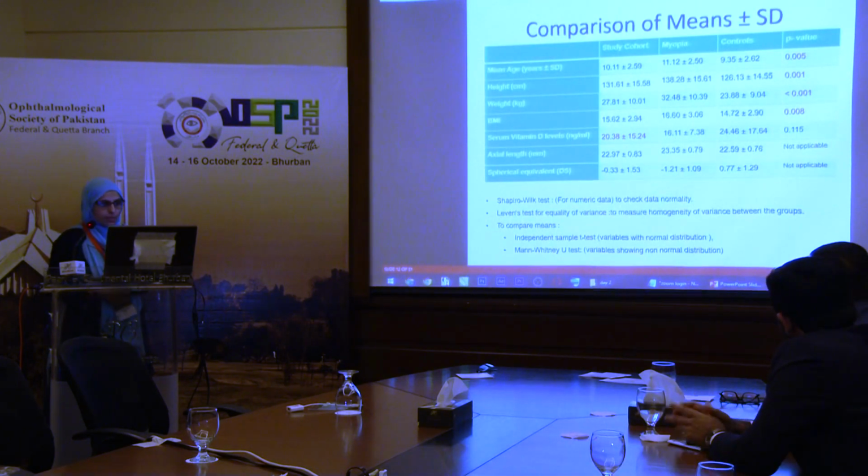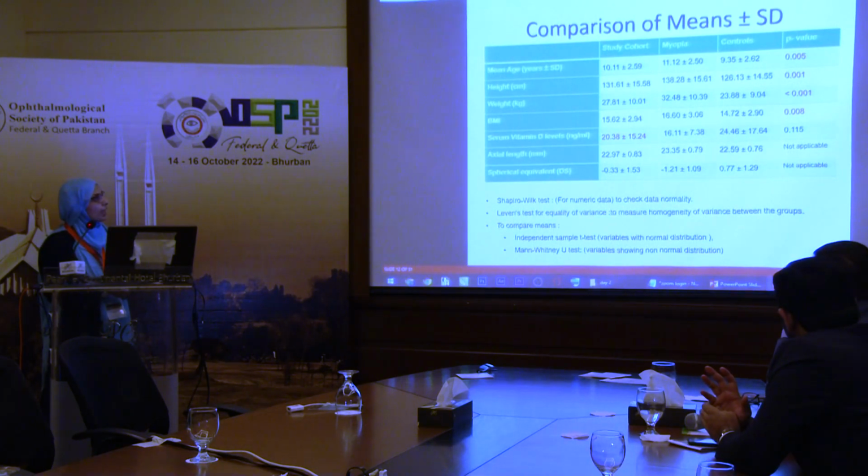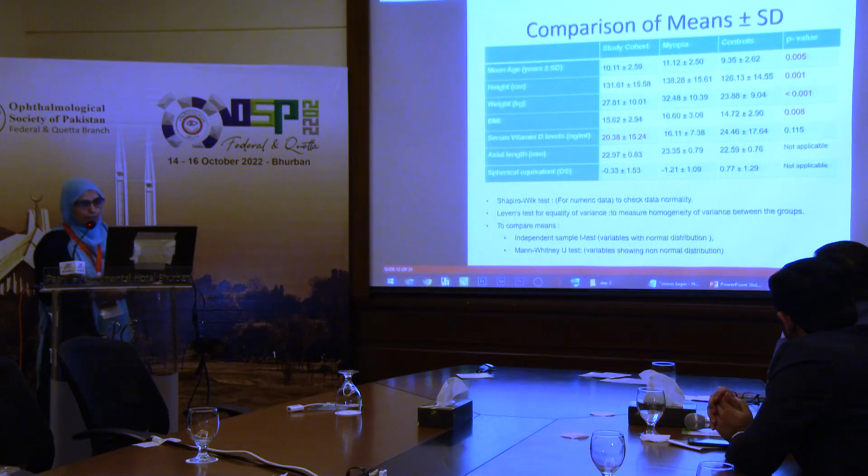Now this is an important slide. Here we can see that in our patients myopia had significant association with increased age, height, weight and BMI, these anthropometric measures. And generally in our population vitamin D levels were quite low. This is for the study cohort. And if you look at the numbers, vitamin D levels were lower in myopic patients as compared to the controls, but this difference was not statistically significant.